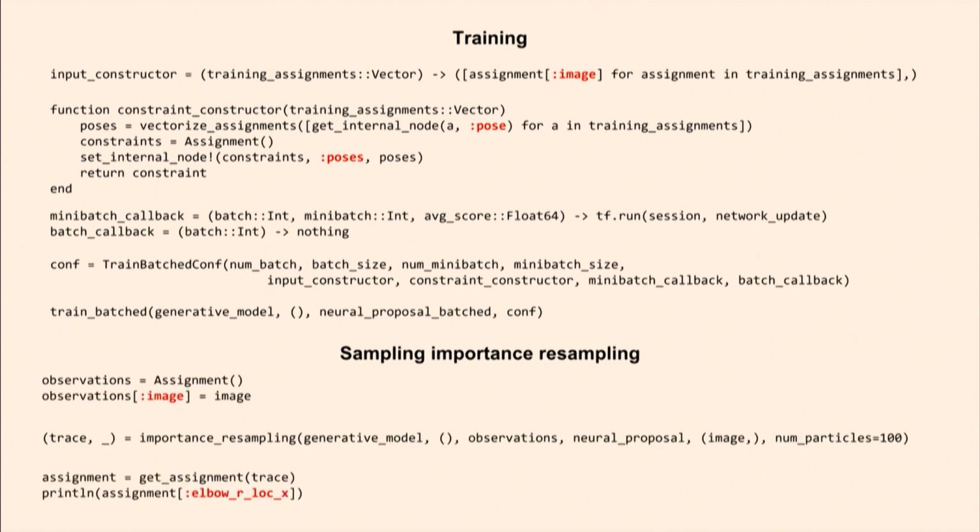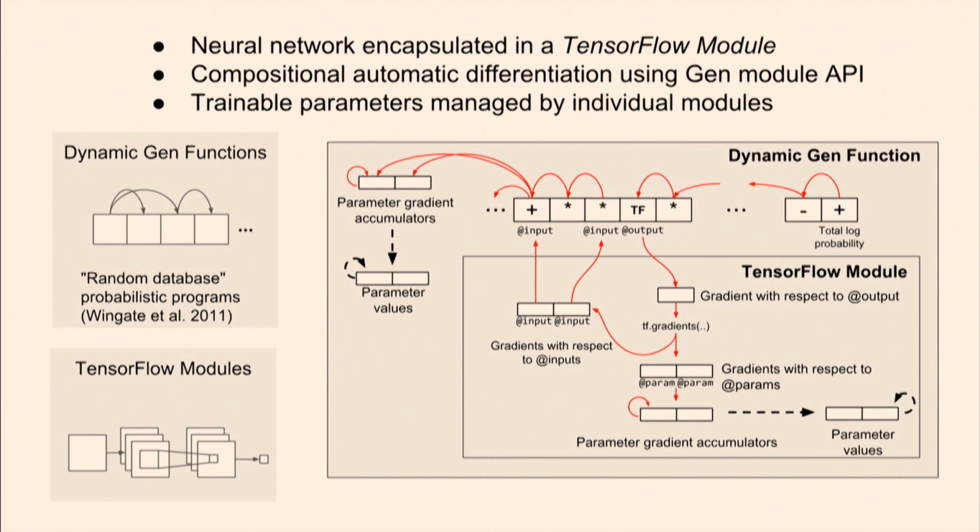And then it's pretty easy to do sampling importance resampling after you've trained this neural network, by constructing the observation assignment again, passing that to the importance resampling method in the standard library, and then getting the trace out and reading from it. Again, this shows one of the system ideas in Gen, which is compositional automatic differentiation enabled by the module API abstraction. Here we have a dynamic Gen function, which was the proposal itself, and it invoked a TensorFlow module. This shows how the reverse mode AD in dynamic Gen functions interacts with TensorFlow's gradients operator.